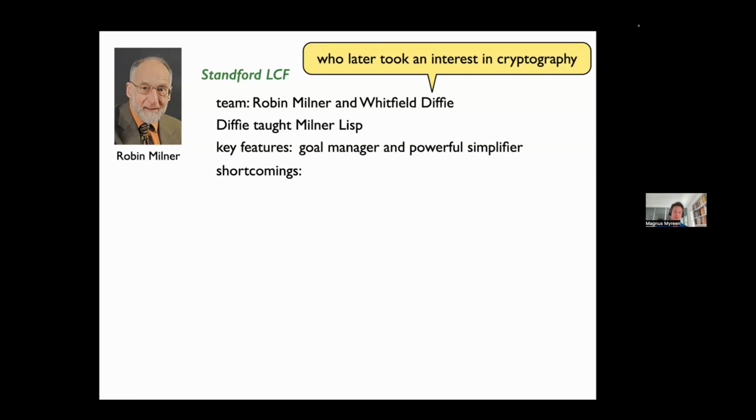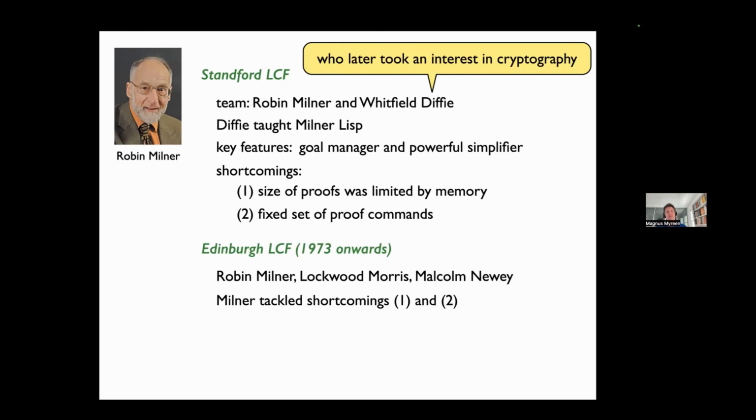So it had some major shortcomings. The size of proofs was limited by memory, because you prove something, you keep the proof around, but in those days memory was very limited, so your proofs got limited too. And it had a fixed set of proof commands, which was also limiting for the sort of power user.